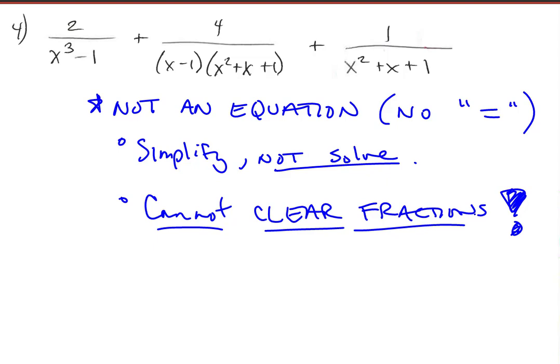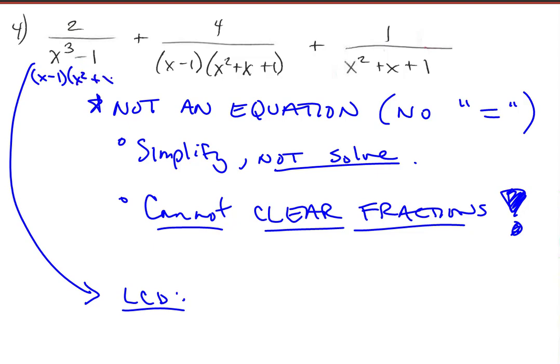So since we cannot clear the fractions, what are we going to do? Well, we're simply combining these fractions by getting a common denominator. So we're still going to do the whole LCD thing, but what we do with that LCD is what matters. So we have to go back and factor. The first denominator was x cubed minus 1. Of course, that's a difference of two cubes. We know that by now in factoring. That's going to be x minus 1 times x squared plus x plus 1.